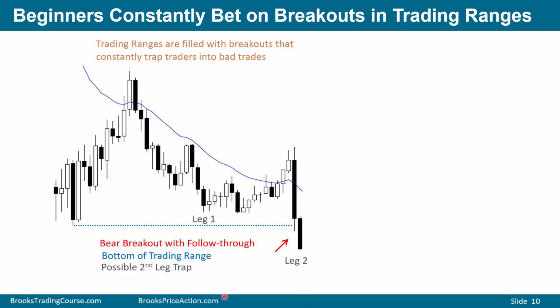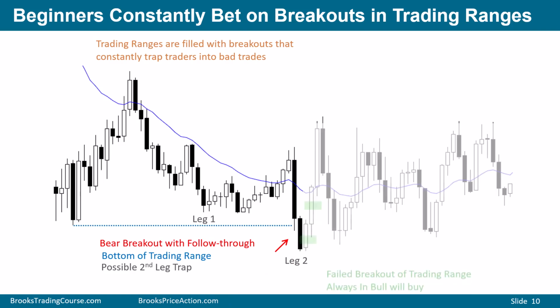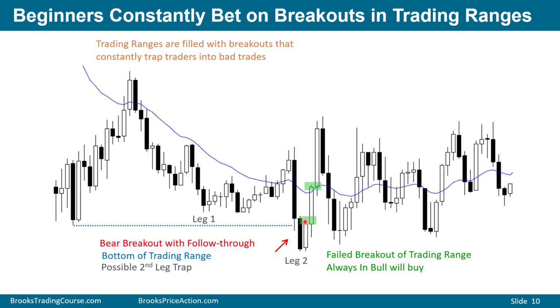The risk for the bears is it's a possible second leg trap. Bears that are selling here, what are they going to do? Well, unfortunately, if you get a bull bar above this bar, bears have to exit. And the bulls see two legs down, failed breakout of the bottom of the trading range. They think, finally, this is my opportunity. I'm going to buy with the stop. Consecutive bull bars, I'm going to buy there. They'll buy the pullback, betting that the odds are we're going to remain in a trading range for the rest of the day.